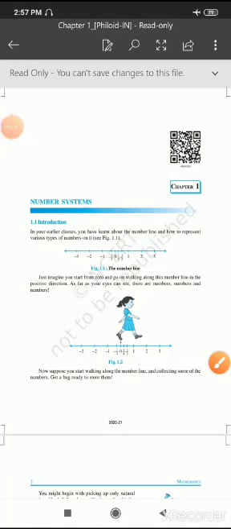Good morning children. Now I am going to explain grade 9 mathematics chapter 1, number systems. So number systems, what are the first type of numbers we have learned?